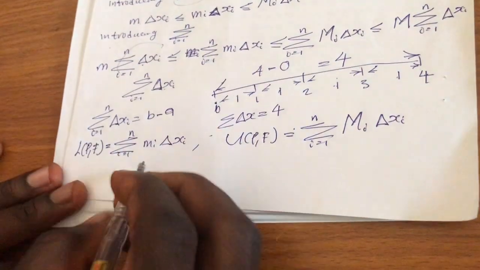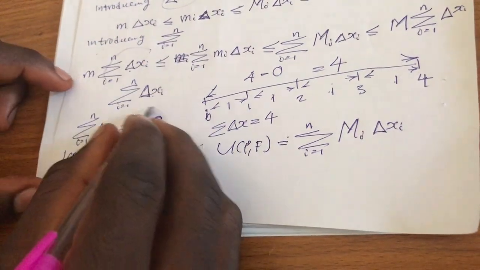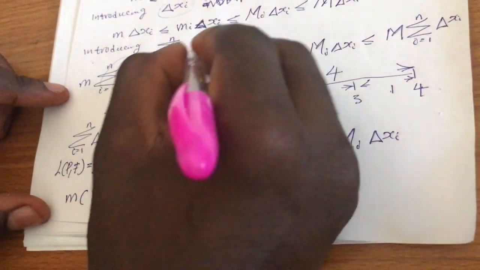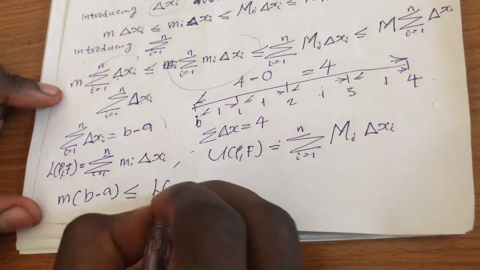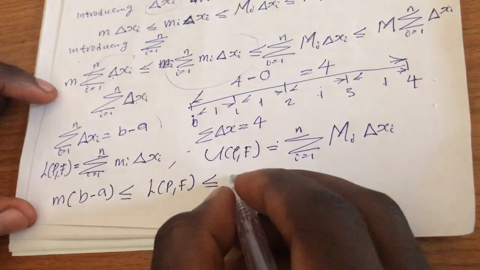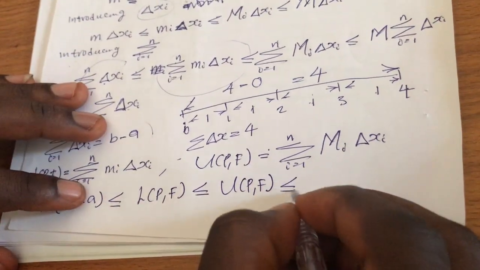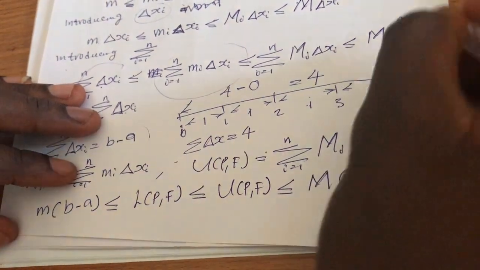Now, let's come back to this equation and let's modify it now. It will be m into bracket. This one, as I've explained, is b minus a, less or equal to. Now this one is our lower sum L(P, f), and this one is our upper sum U(P, f). And this one is M, b minus a, because we have it here.